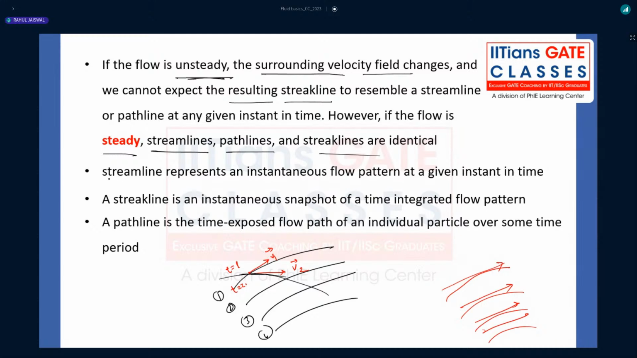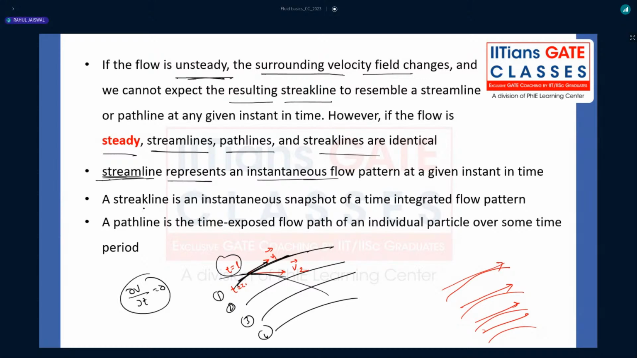Second point is streamlines represent the instantaneous flow patterns at a given instant of time. I told you, right? At time t1, suppose the flow field is steady. That means velocity will not change with respect to time. Velocity not changing means either magnitude or direction, both are not changing. Magnitude is not changing, direction is also not changing. That means the same streamline pattern is indicated. Whatever the streamline is, that represents the instantaneous flow pattern.